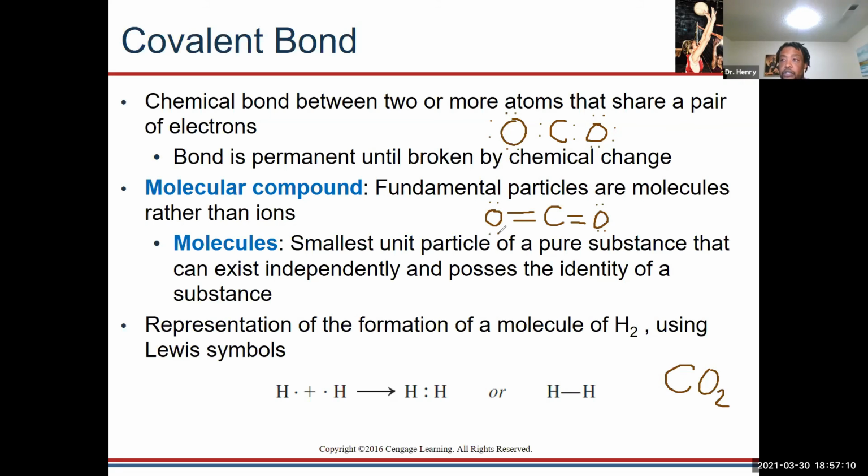Okay. So 2, 4, 6, 8, 10, 12, 14, 16. That's the right number. We have 8 around this oxygen, 8 around carbon, and 8 around this oxygen. Piece of cake?